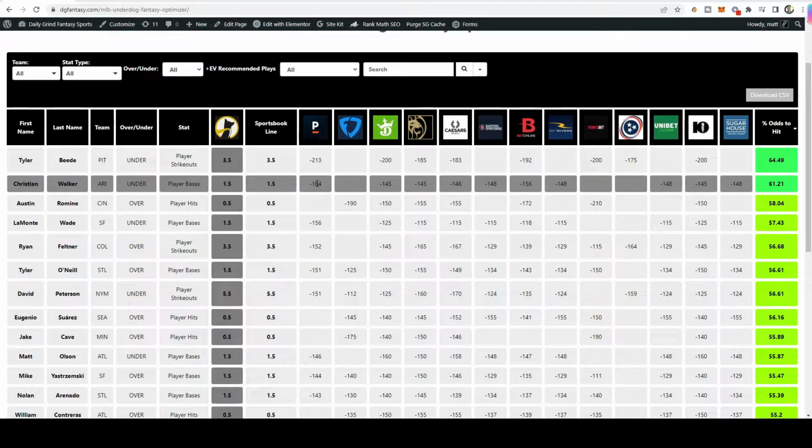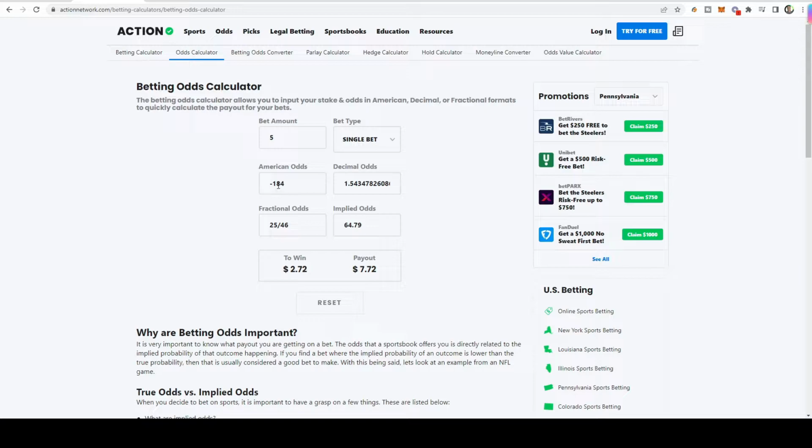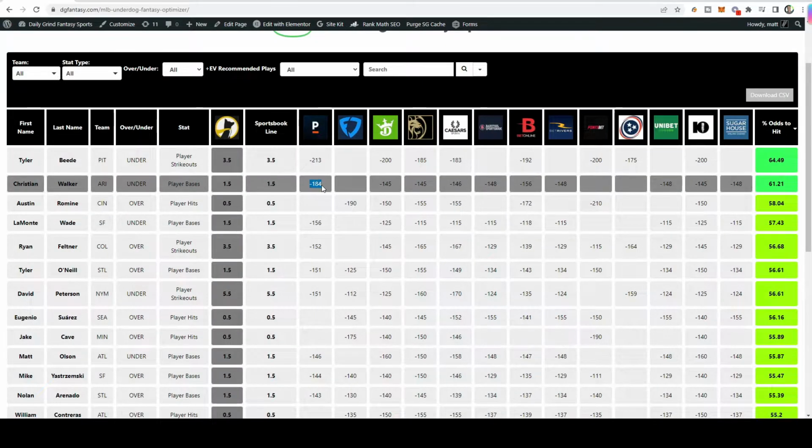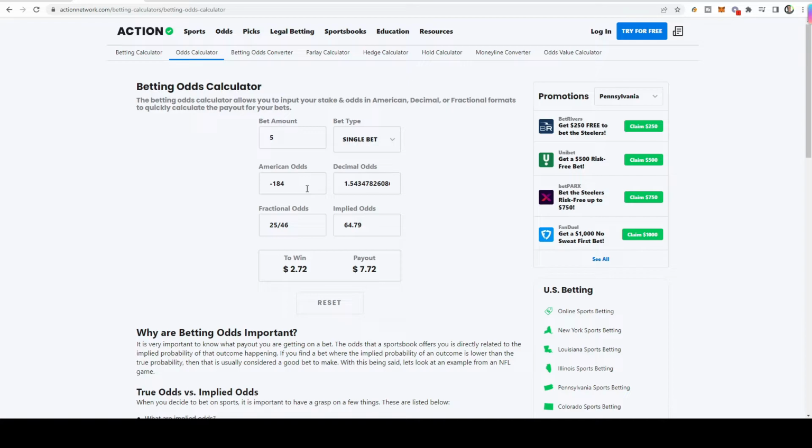As you can see here, the sharpest sportsbook in the entire world, Pinnacle, set this under at minus 184 odds. In other words, they set their line to minus 184. If you were to place $5 on that line at Pinnacle Sportsbook, you would be receiving $2.72 back. This would be a total payout of $7.72. So as you can see here, this line is incredibly juiced on Pinnacle. You can actually get a far better payout here on Underdog, but we'll go over that here in just a second. Pinnacle setting their line to minus 184 also means that they are giving us an implied odds of 64.79% chance to hit the under at 1.5 total bases.